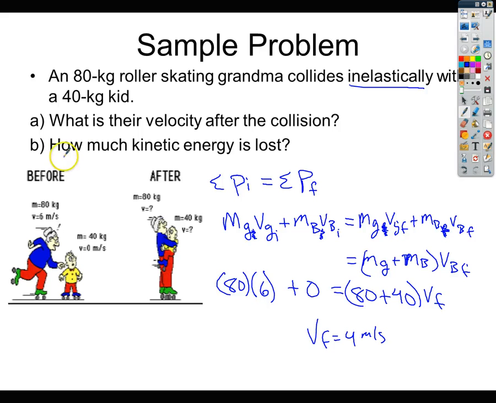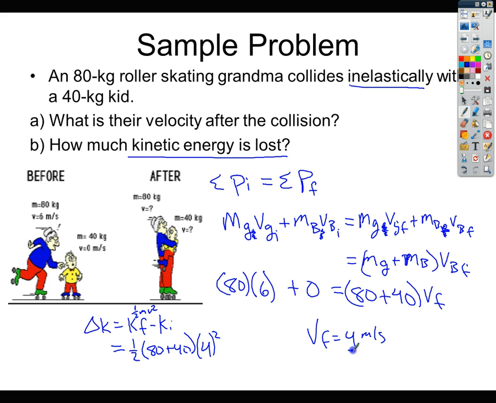The second thing they want us to do is find how much kinetic energy is lost. The change in kinetic energy here should be equal to the final minus the initial kinetic energy. The final kinetic energy is 1/2 of 80 plus 40, so that's 1/2 mv squared times 4 squared, because that was our final speed, minus 1/2 of just Granny's mass times her speed squared. And at this point we notice that we've lost 480 joules of kinetic energy. And that is the end of the Granny problem.